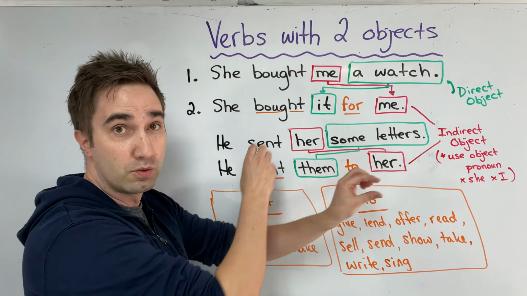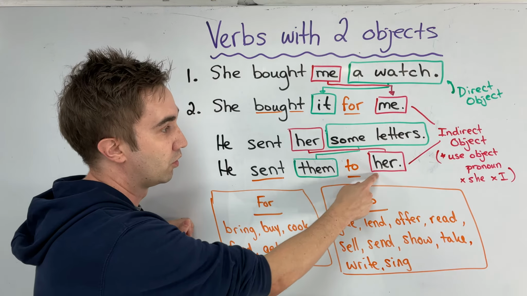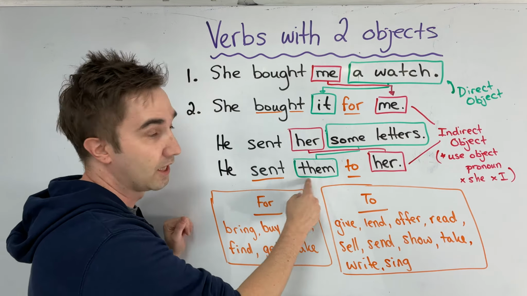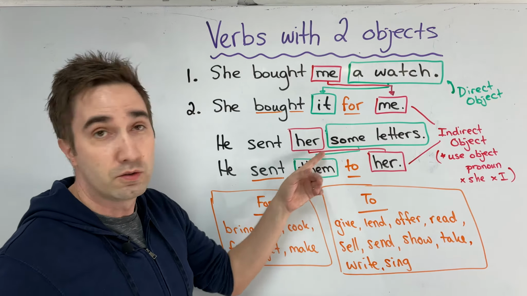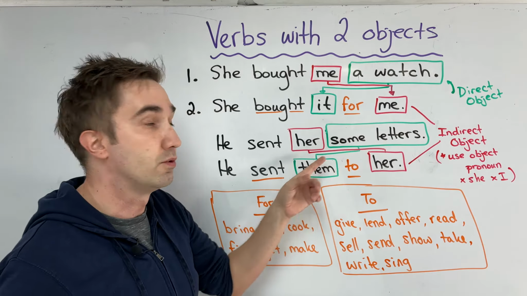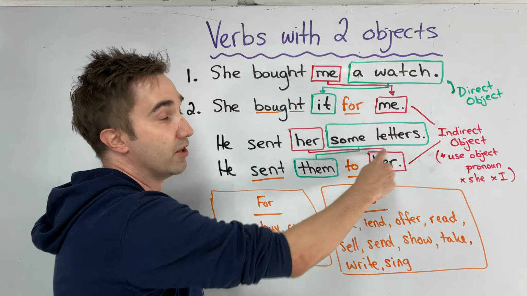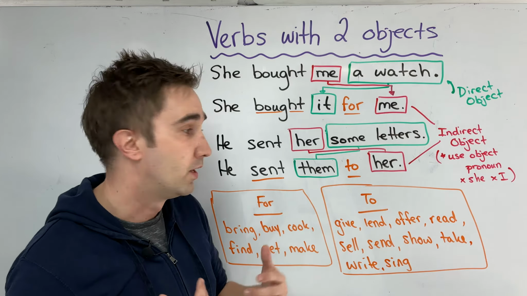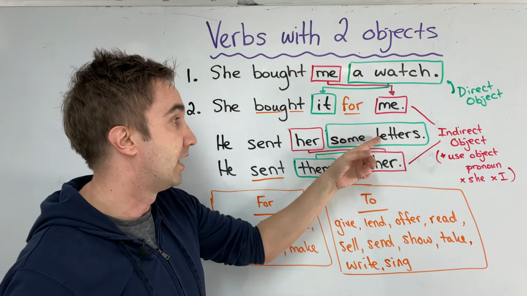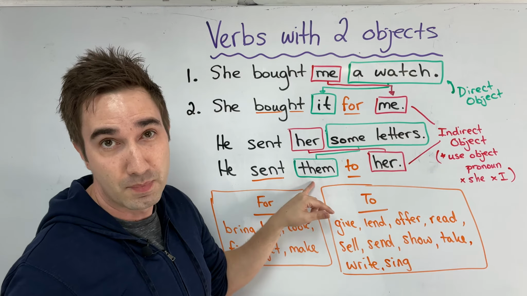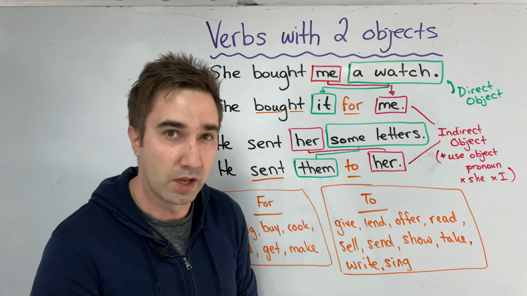If I want to switch those two around, that's fine. He sent them to her, or he sent some letters to her. No problem. We don't always need to change this from some letters to them. I'm just showing you that we can use a pronoun instead of the noun. We can use a pronoun instead of that thing. A watch is it, some letters is them, so we're using a pronoun instead of the thing, which is okay.